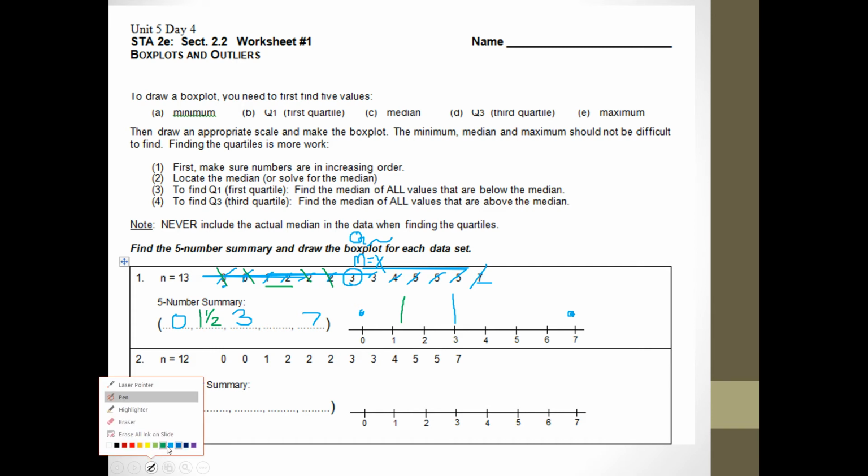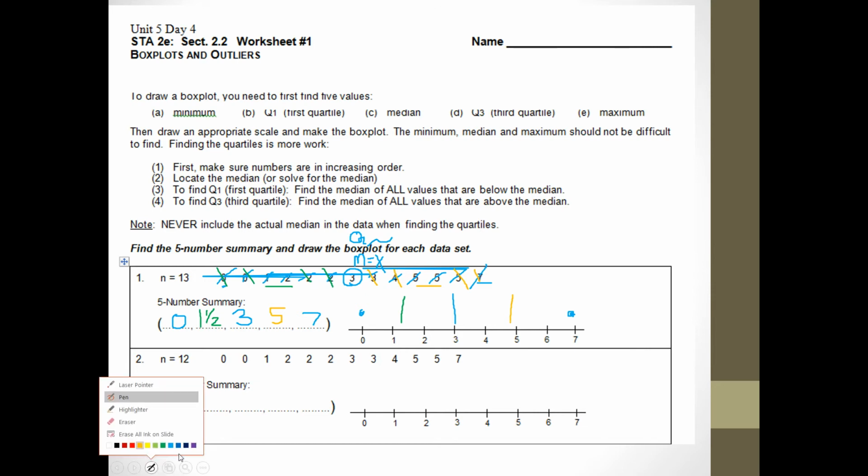Okay, and now we're going to go over here and find the Q3. So the Q3: cross, cross, cross, cross. I have 2 numbers in the middle over here. So 5 plus 5 is 10, 10 divided by 2 is 5. So my third quartile is 5. So I put a 5 right there. And now I draw a line.